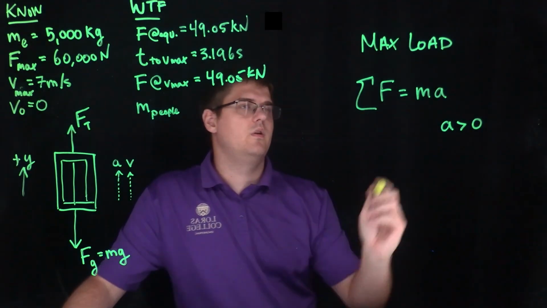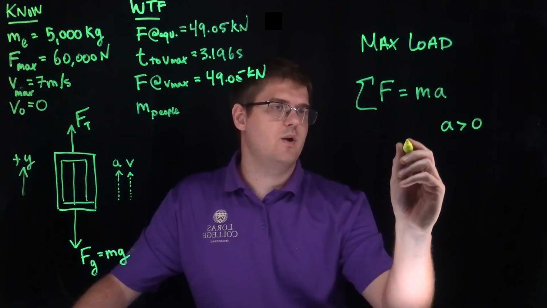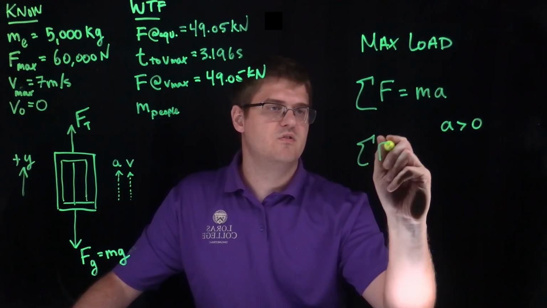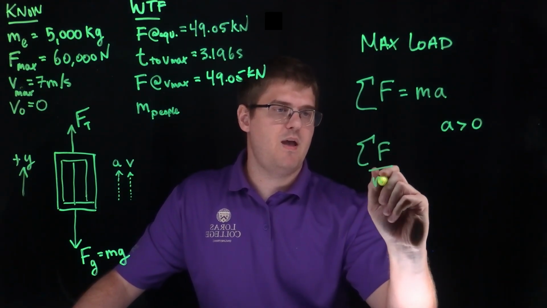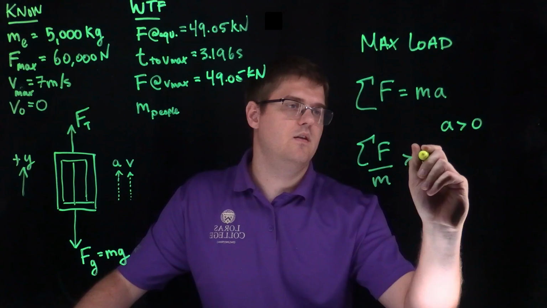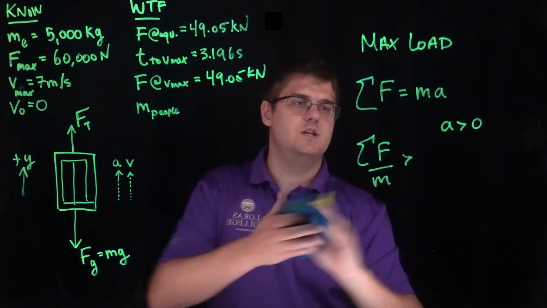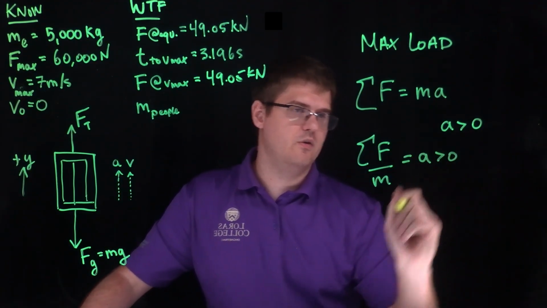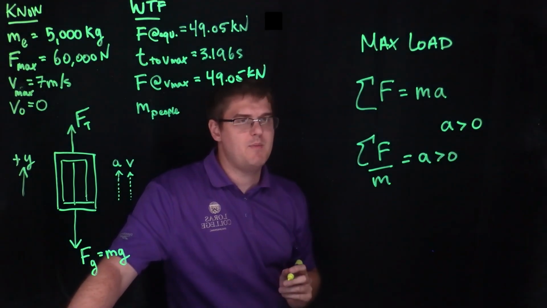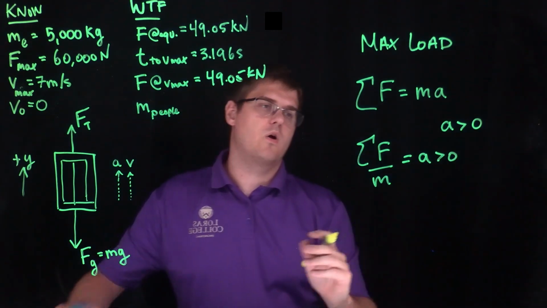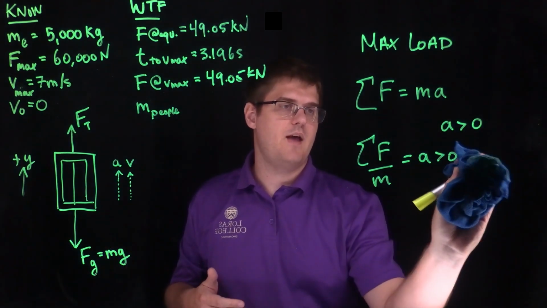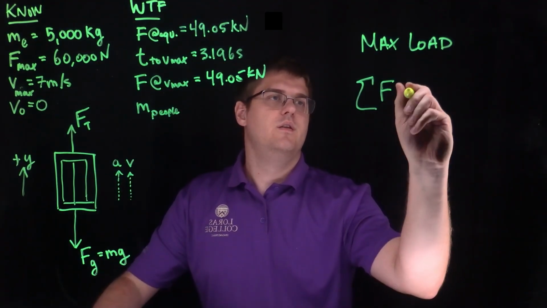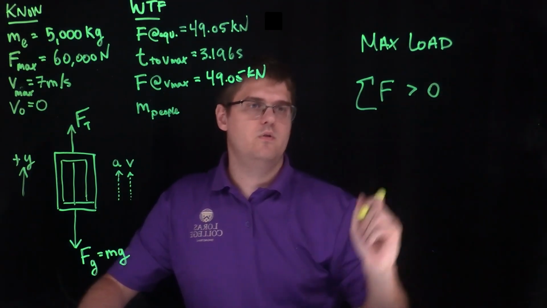So what we're going to do is we'll go ahead and say if acceleration is greater than 0, this sum of forces divided by mass, which is equal to acceleration, has to be greater than 0. So our sum of forces divided by mass is to be greater than 0, or we can just multiply the mass both sides, and we can say that our sum of forces needs to be greater than 0 in order to move.